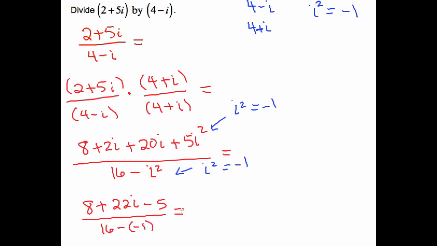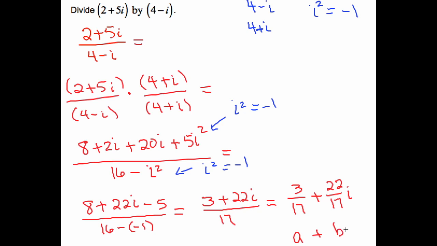Well, let's combine like terms. 8 minus 5 is 3. So now I have 3 plus 22i in the numerator, and in the denominator I have 16 minus a negative 1, that's 16 plus 1, that's 17. And although I don't have any more terms to combine, I want to write my answer so that I see the real and imaginary parts. So the real part would be the 3 over 17, and the imaginary part, well, I have 22 over 17 i. And now my answer is in the form of a plus bi.